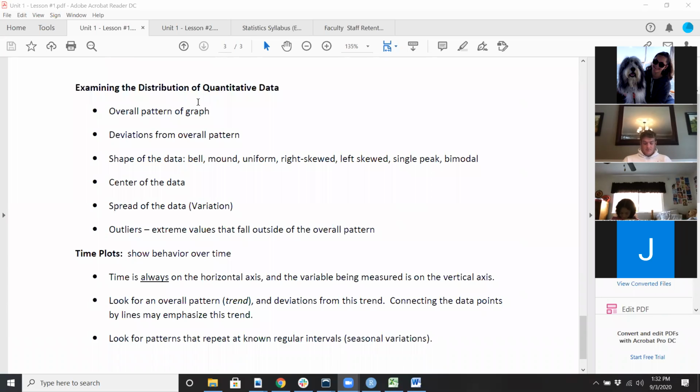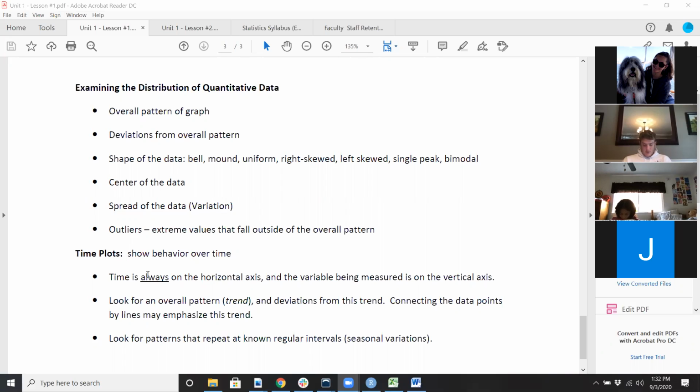So, examine distribution of quantitative data. You want to look at the overall pattern of graphs. That's always very important. Do any deviate from the overall pattern? The shape of the data, sometimes that matters. The center of the data, that kind of matters. How spread out the data might be. Outliers is kind of a big one.